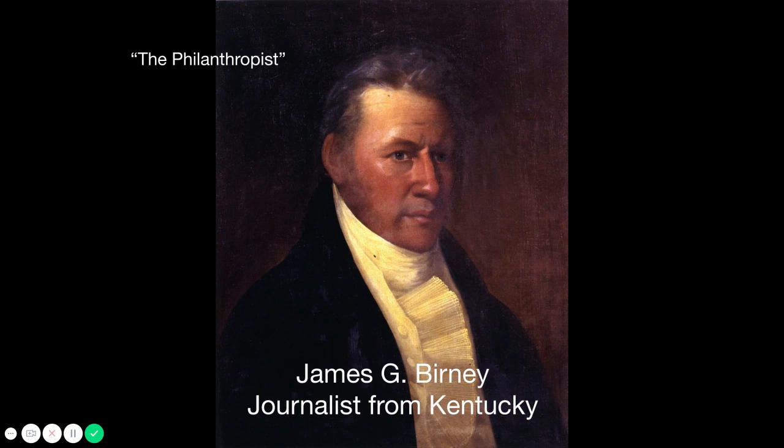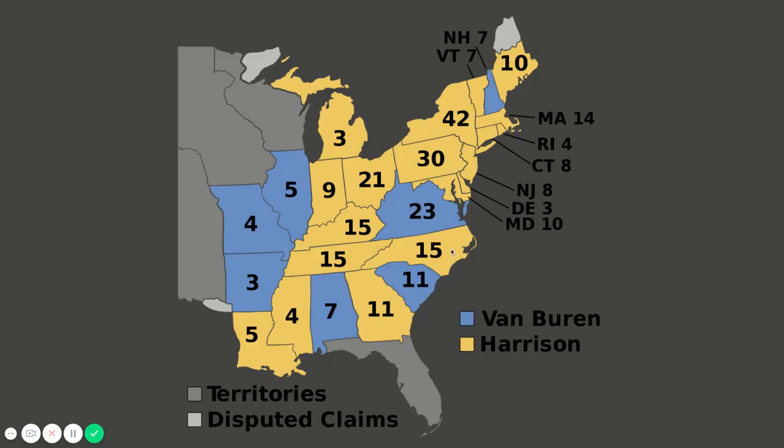There was a third-party candidate, the philanthropist James G. Birney, who ran for the Liberty Party, a party that was all about abolishing slavery. He was a journalist from Kentucky, and he wrote for a newspaper based in Cincinnati called The Philanthropist. He chose Thomas Earle, the lawyer from Pennsylvania. There was no picture of Earle, so unfortunately I cannot provide you with his dashing looks.